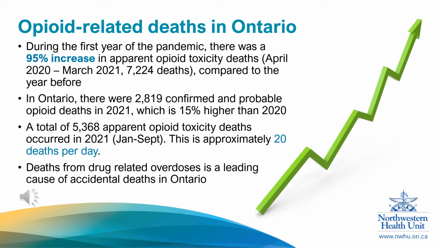To understand why it's important to know how to administer naloxone, let's look at some statistics. During the first year of the pandemic, there was a 95% increase in apparent opioid toxicity deaths from April 2020 to March 2021, compared to the year before. In Ontario, there were 2,819 confirmed and probable opioid deaths in 2021, which is 15% higher than 2020. A total of 5,368 apparent opioid toxicity deaths occurred in 2021 from January to September. This is approximately 20 deaths per day. And deaths from drug-related overdoses is a leading cause of accidental deaths in Ontario.